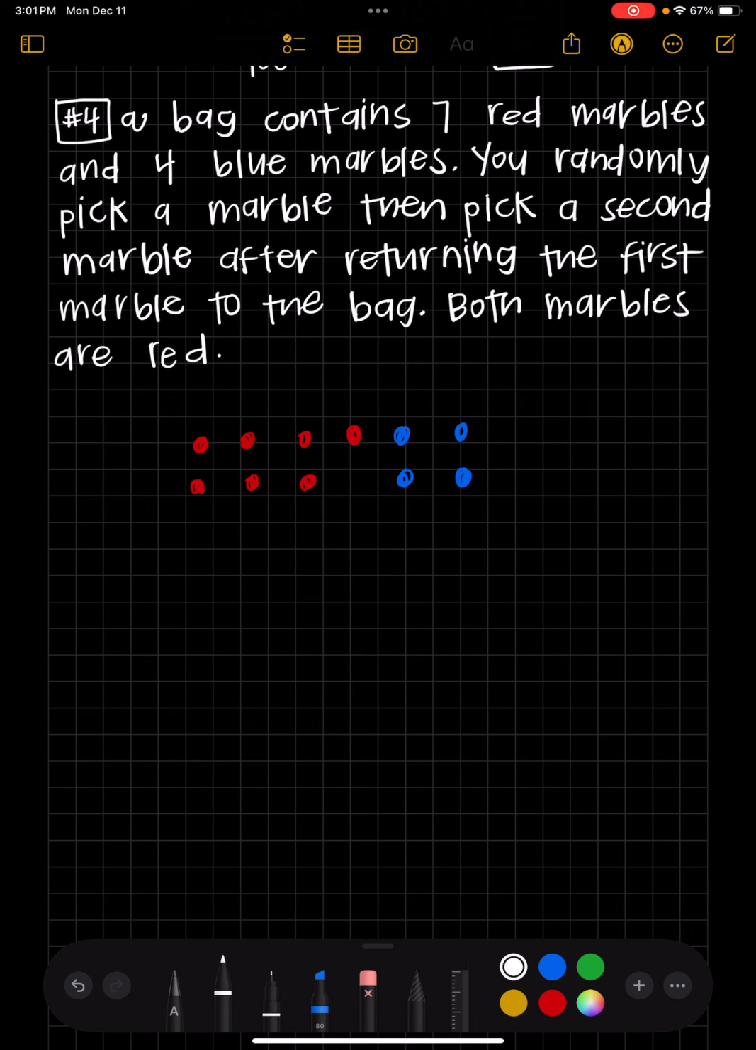If I pick out 1 red marble, let's say that I pick out this red marble, the probability of me picking out that red marble would be 7 over 11. So I'm going to write probability of A is 7 over 11. The reason why I know the probability is 7 over 11 is because I want to pick a red marble, and there are 7 red marbles. So I have 7 chances to get a red marble. And then there are 11 total marbles in the bag, so that's the total, meaning that the probability of me picking a red is the amount of reds divided by the total. So that's my probability.